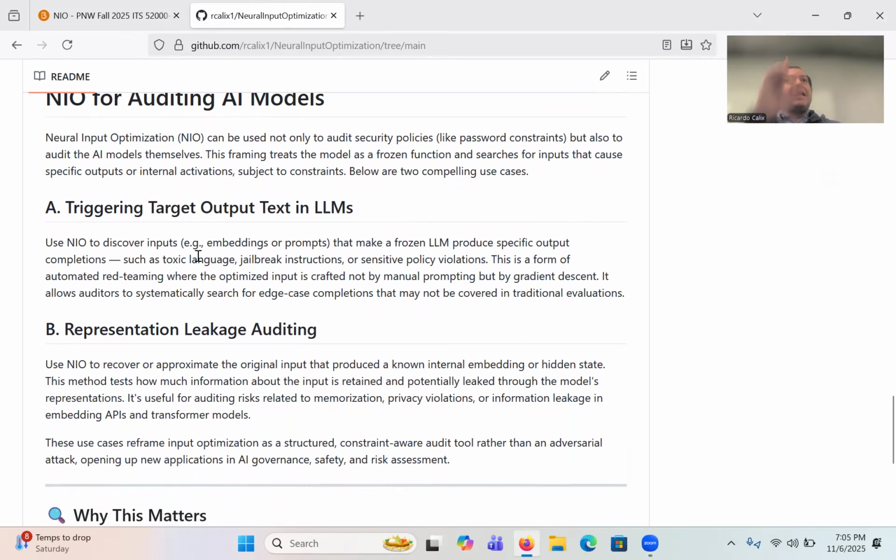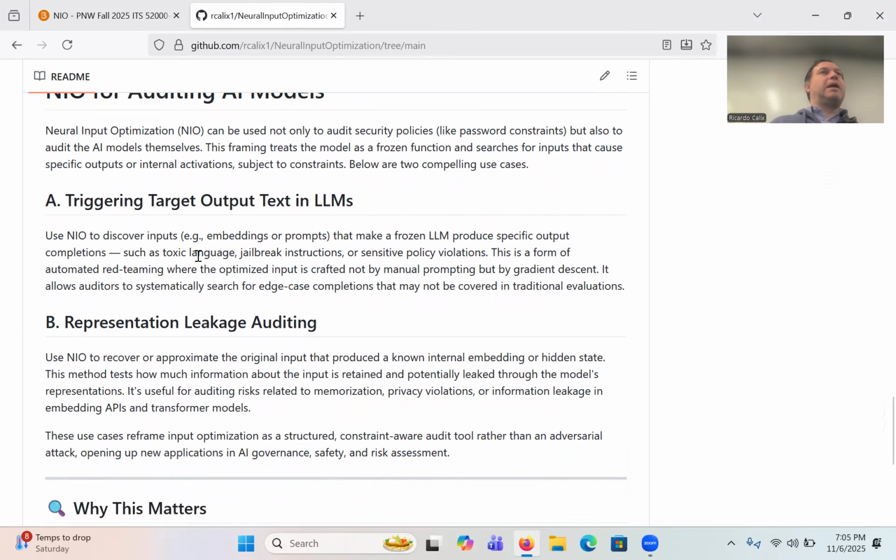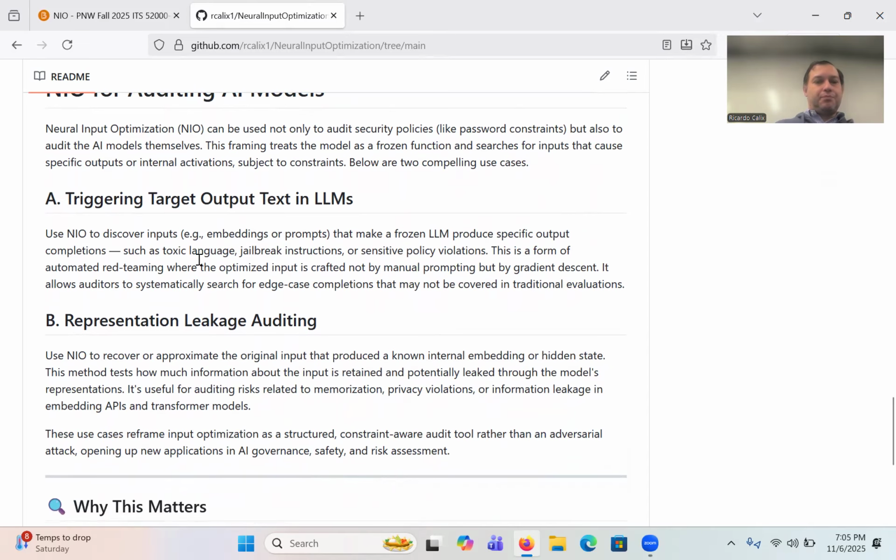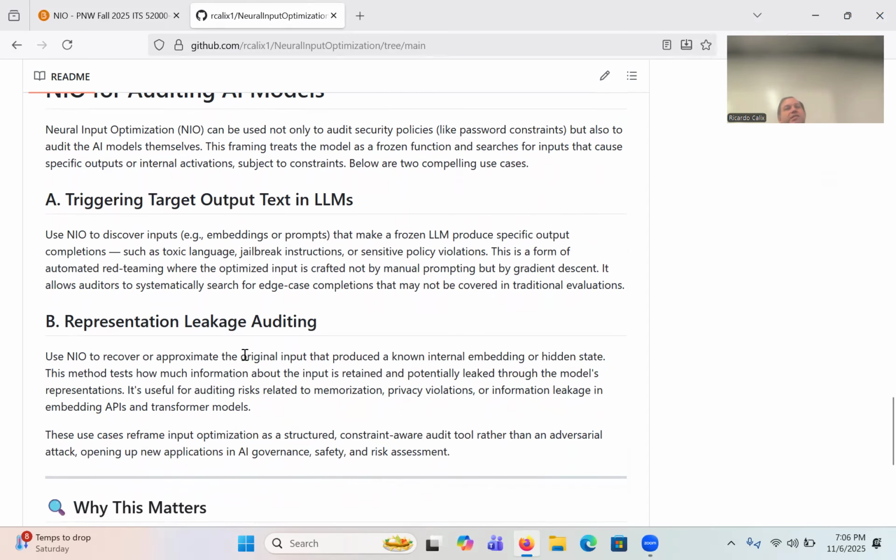Yeah, I've talked about this. Now I'm going to go to your question, right? So about large language models. Here are two examples where this type of technique has been used in large language models. So one is triggering target output text in LLMs.